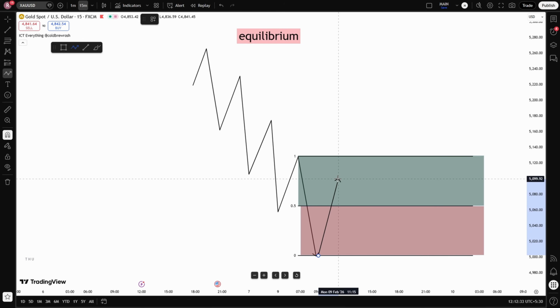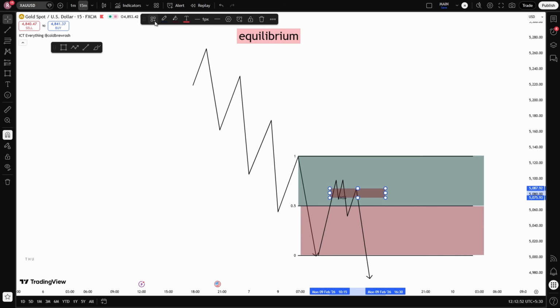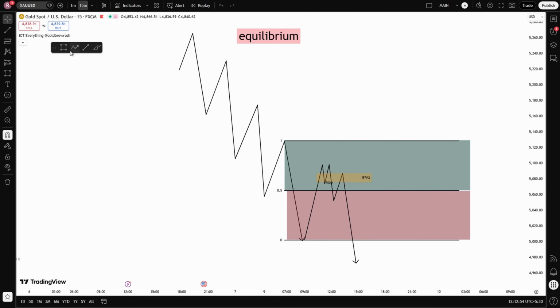So when price pulls back into premium during a downtrend, what are we watching for? We're watching for confirmation that the trend is going to continue. That confirmation can come from a lower time frame shift in order flow, such as a break in structure or an inverse fair value gap. Once that confirmation appears, that becomes a high probability entry area.